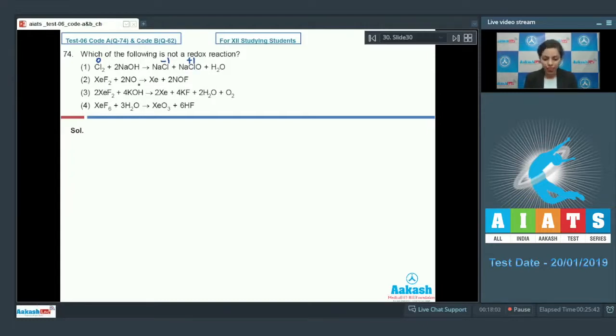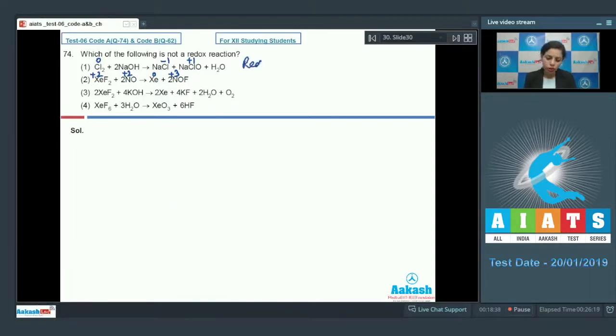Further, XeF2 plus NO is getting changed into Xe plus NOF. If I talk about xenon, in this case, xenon is there in +2 oxidation state, while in case of Xe, it is in zero oxidation state. Similarly, if I talk about NO, nitrogen is in +2 oxidation state, while in case of NOF, the nitrogen is in +3 oxidation state. It means oxidation of nitrogen and reduction of xenon is taking place. That's why this is also redox.